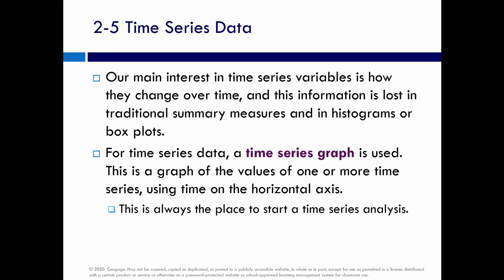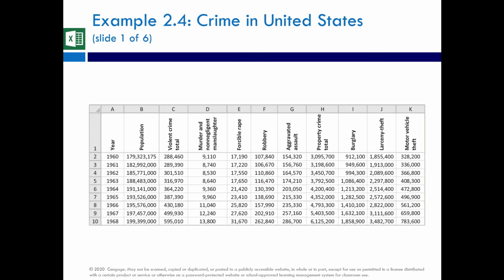Time series. One of the main interests in time series variables is how they change over time, and this information is lost in traditional summary measures and in histograms and box plots. For time series data, a time series graph is used. This graph shows the values of one or more time series. This is always a place to start your time series analysis. And you can see here from 1960, you go through all the different dates. Crime in the U.S.